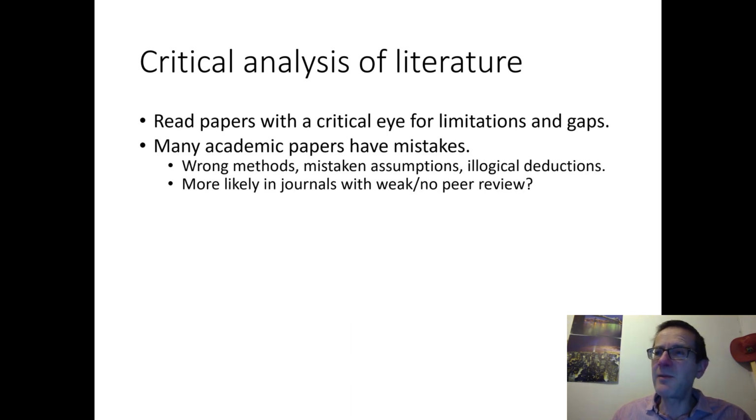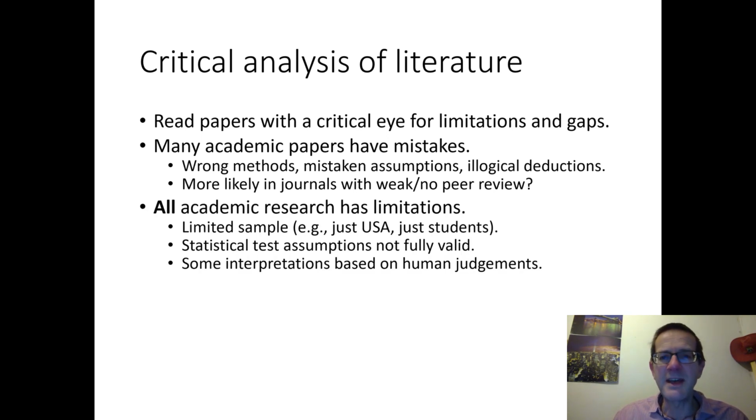So many academic papers will have straightforward mistakes. Most don't, I think, but many will have a mistake. So the wrong methods, assumptions that just aren't true, deductions that are illogical, that have somehow got through peer review. And this is more likely, I think, in journals with no peer review or weak journals that don't have very effective peer review. But all papers have some limitations, so I don't think there's been a paper that is perfect, at least a social science paper. Almost by definition, it's impossible to write a perfect social science paper.